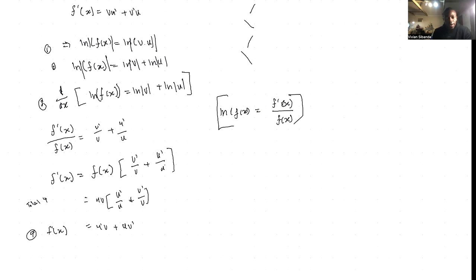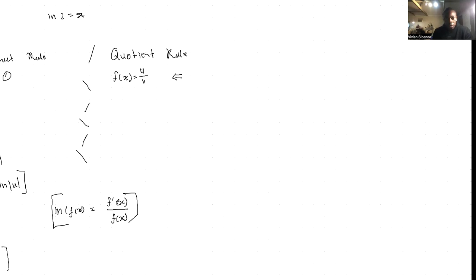So just know that your final equation of this should be f prime equals the denominator, which is v, u prime, minus u v prime, divided by v squared.